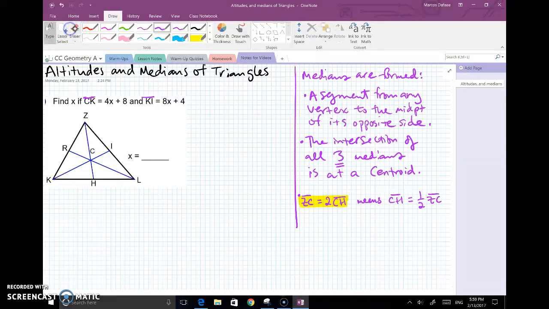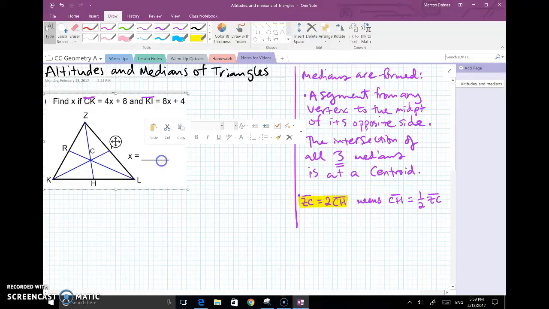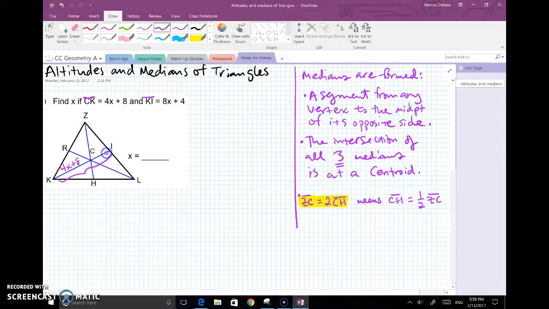The question is, what is the value of x if we know that the segment CK is 4x plus 8, and KI is 8x plus 4. So, like I say in class, it's a good idea to label the diagram you have with the information you know. So I'm going to go ahead and do that right now. So CK is 4x plus 8, whereas KI, which is the entire thing, is 8x plus 4.